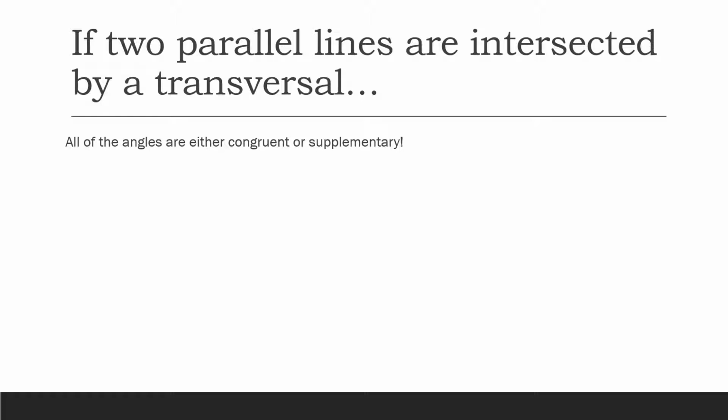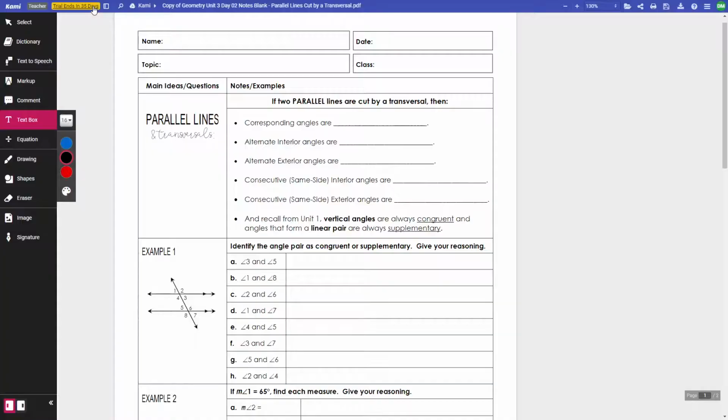They are going to be congruent or supplementary. That's the only options. So they're either the same or we need to take something and add it up so that it's 180. Let's see what I mean here. Okay, so let's go through all of our types of angles and then we will actually do some examples here.